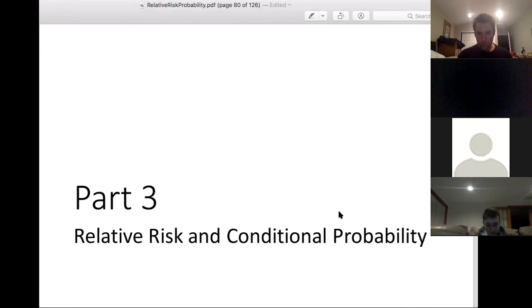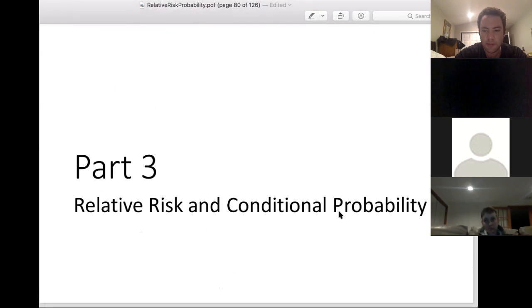So we're basically almost done with this lecture. We just have one more part, part 3, which is on relative risk and conditional probability. So we can quickly go over this, and then I'm happy to take any questions. If anyone has any questions, feel free to stop me, and we can go back and take a look at it. But we're almost done with this, so you guys are going to be in really good shape for this upcoming week.